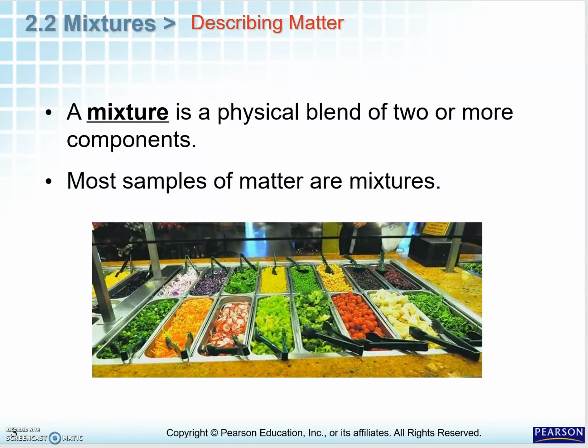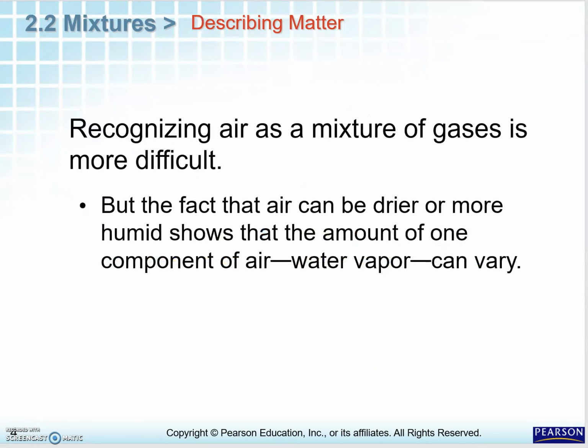So with a salad, you can see all the different components of that mixture. However, with gases, it's a little bit more difficult. Air can be drier or more humid, which shows one component, how much water vapor is in the air. But you can't look up at the sky and say, you know what, it looks rather nitrogen-y out. You just don't make that connection.